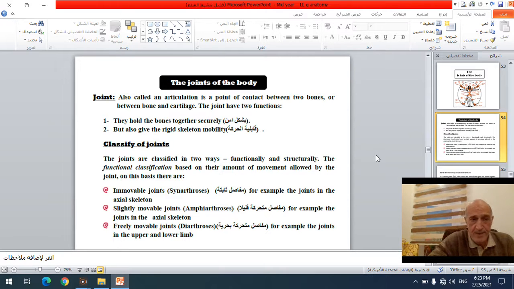Secondly, slightly movable joints, amphiarthrosis. For example, the joint in the axial skeleton also. Third type, freely movable joints, diarthrosis. For example, the joints in the upper and lower limbs.